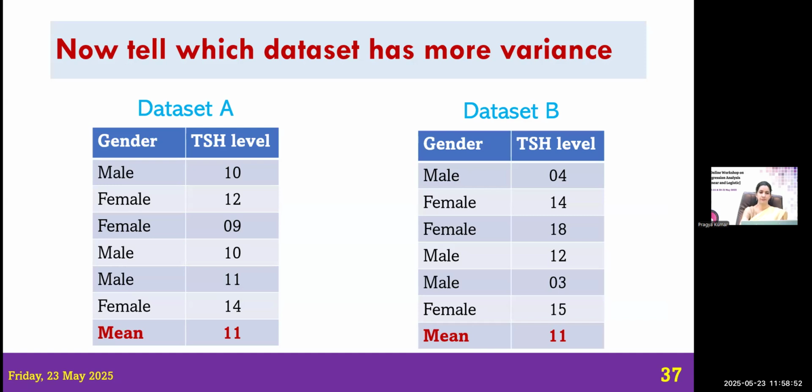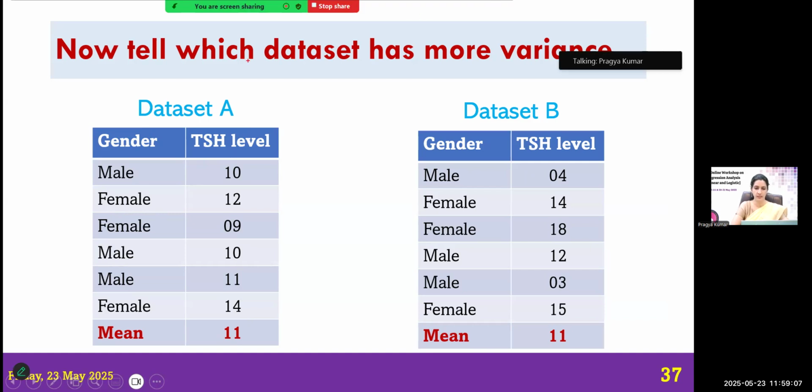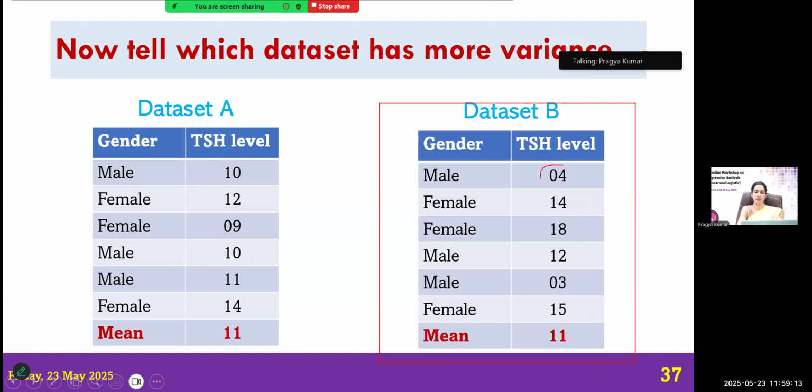For example, see, this is one data set where the first column is the gender, so there is male and female, and it is the TSH level. The mean TSH level is 11. And this is data set 2. In the second data set, the individual TSH levels are here, and the mean is 11. So if I ask which data set has more variance, what will be your answer? Data set A or data set B?